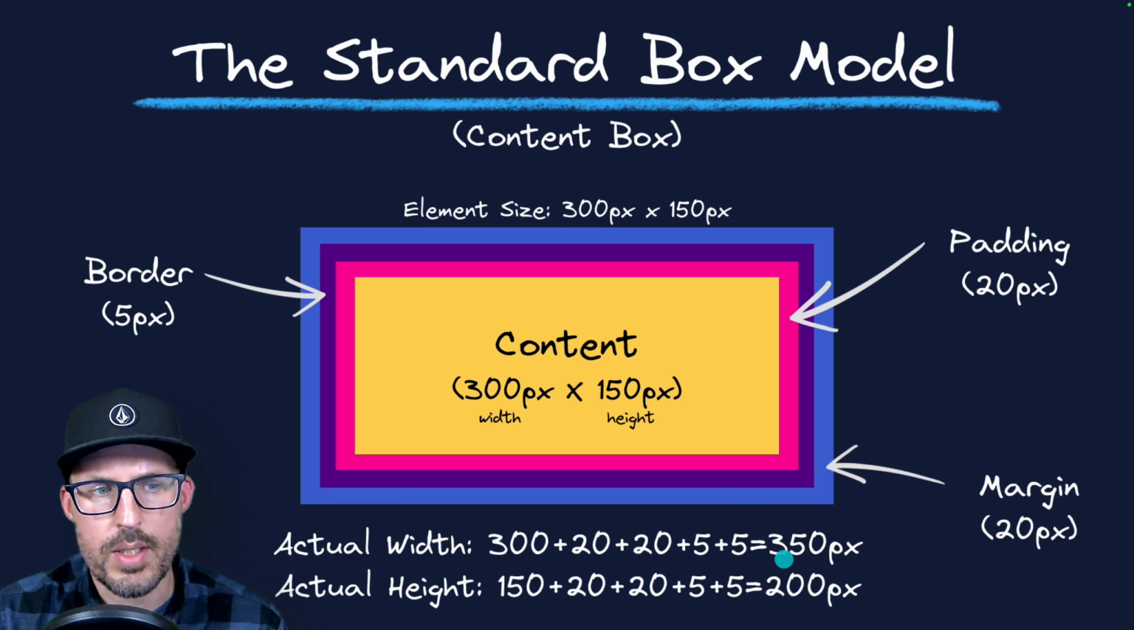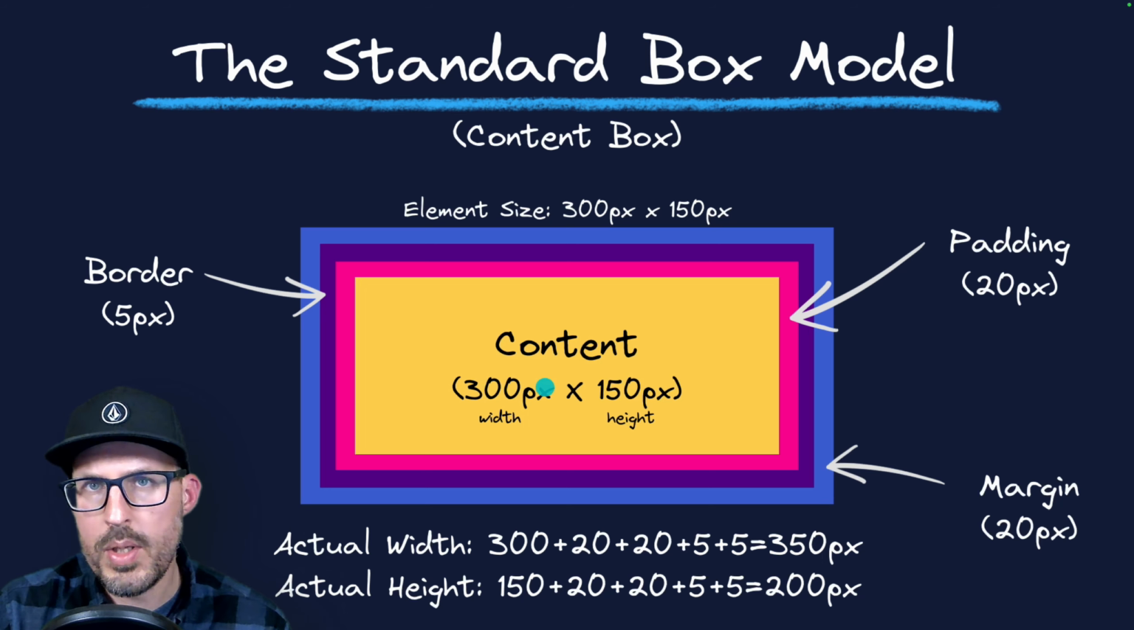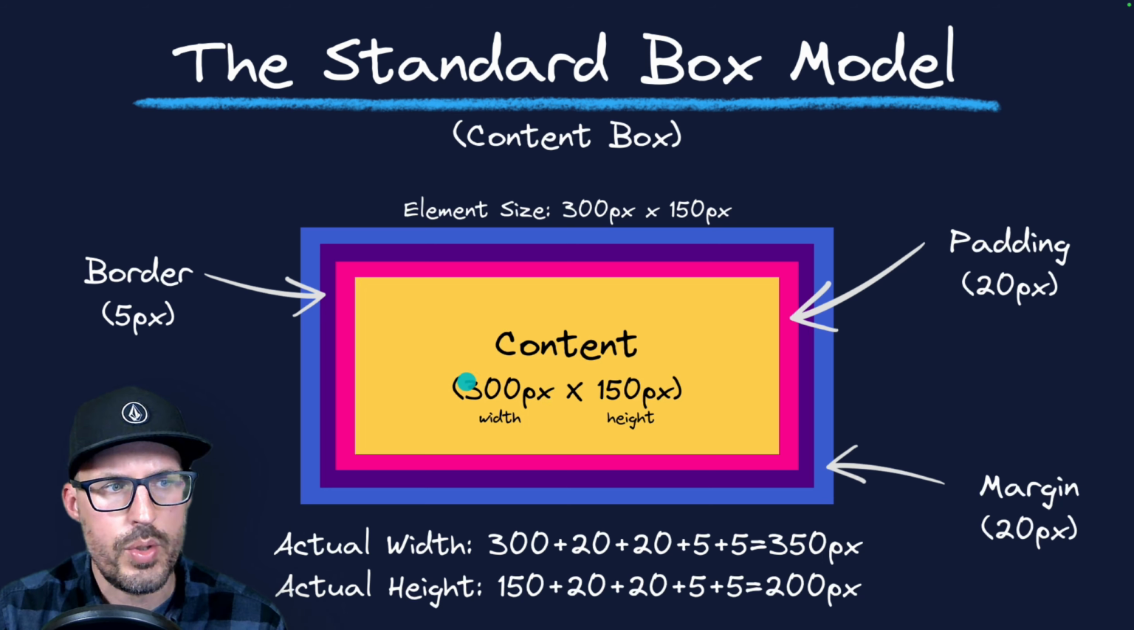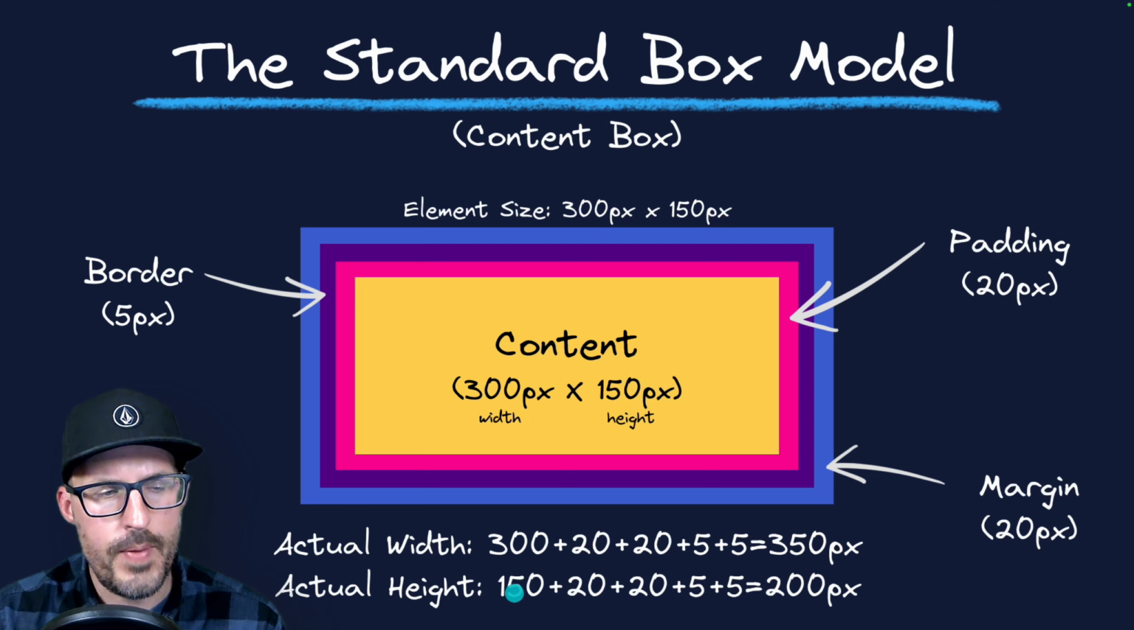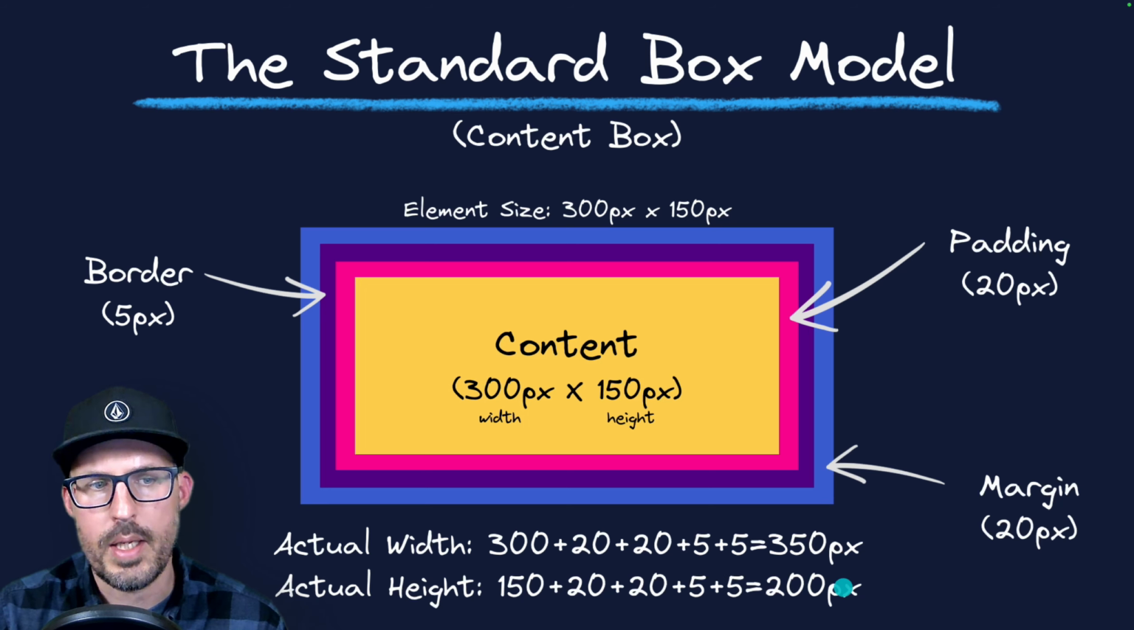So the actual space on the screen that this element would take up would be 350 pixels, even though you explicitly set the element's width to 300 pixels. And we can see the same is true for the height. So we have a height being set of 150 pixels, but the actual height would be 150 plus 20, which is the padding on the bottom, plus 20, which is the padding on the top, plus 5 pixels on the bottom for the border, plus another 5 on the top for the border, equals a total height of 200 pixels.